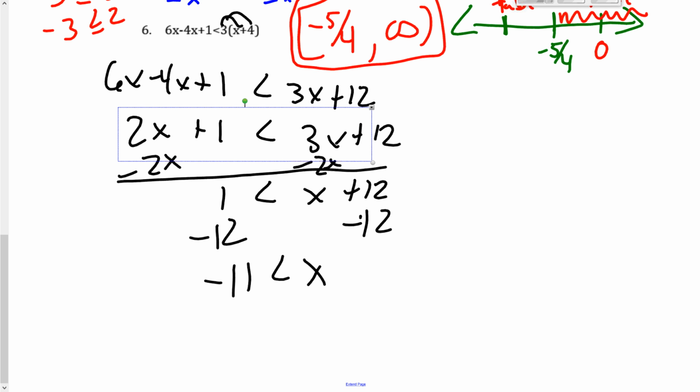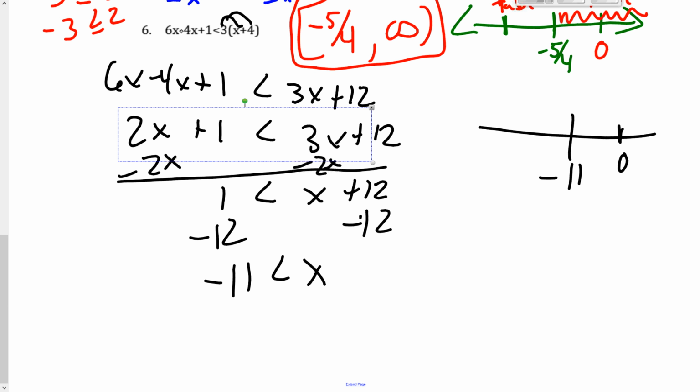So now I can test this. So we can put it on a number line, negative 11, it says it right there. Negative 11 is less than x, or you can read it from right to left: x is greater than negative 11. So everything greater than negative 11, I can test it by plugging in, again, zeros on this side.